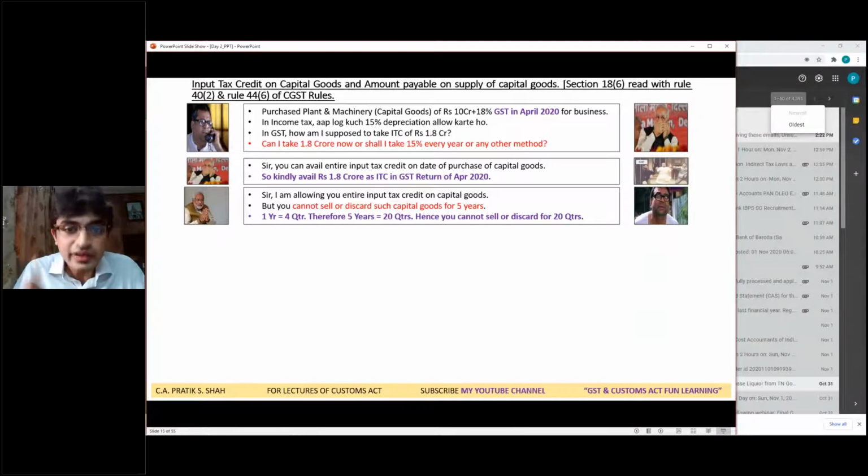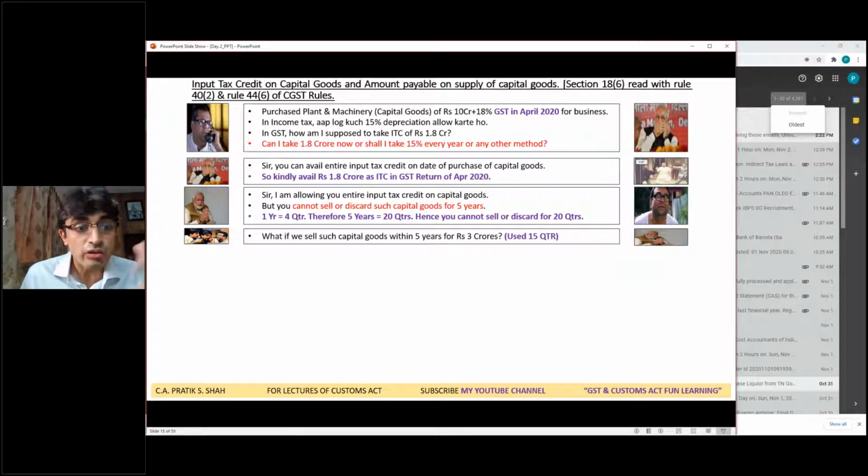Getting it? This is the condition. For capital goods, take the ITC immediately, but you cannot sell or discard for 20 quarters. Correct? Now they are questioning, what if I sell for rupees 3 crore after using it for 15 quarters? What is the question? What if I sell the capital goods within 15 quarters? What will happen?